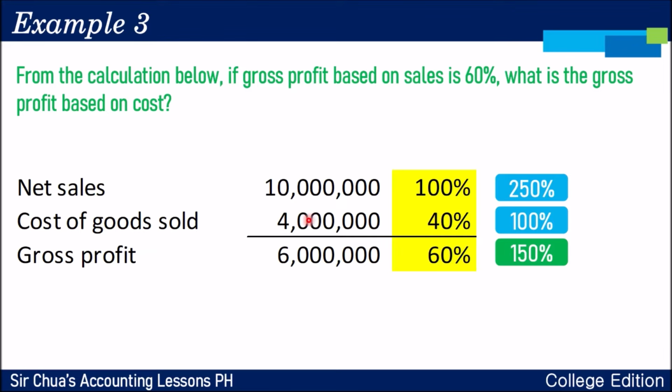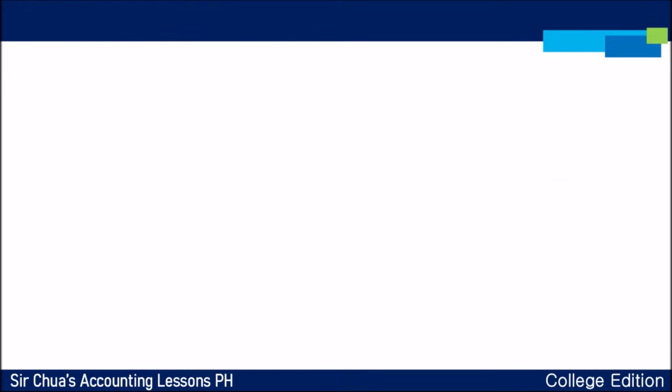Okay? So, actually, pareho lang siya ng effect. Kasi, either ito gamitin mo or ito gamitin mo, ito ang lalabas na amount. Yun nga lang, this one is your gross profit rate based on sales, then the other one is your gross profit rate based on cost. Okay? Let's have another example.